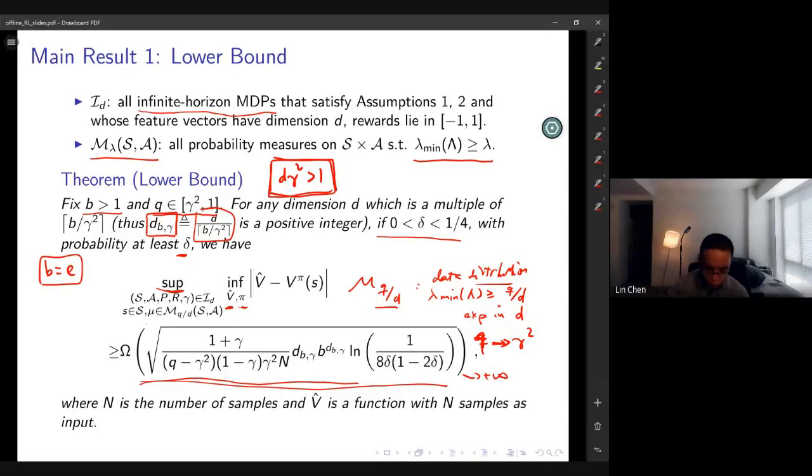Yeah, so the lower bound also depends on our desired condition number, right? If we want it to be best conditioned, then the lower bound will be smaller, and if we allow it to be very badly conditioned, then the lower bound will be larger.